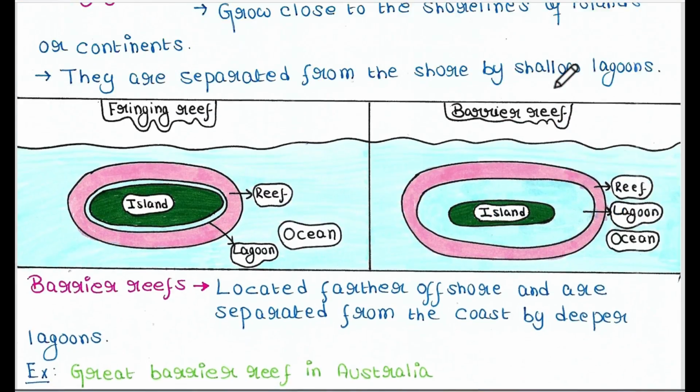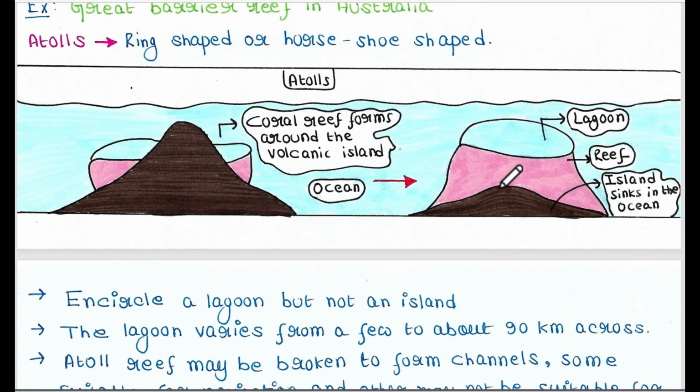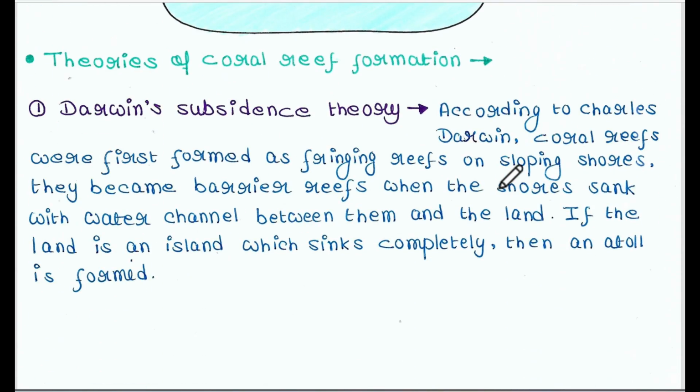So in our last lecture, we discussed the types of reef. If you didn't check that lecture, I would highly recommend you go through it. It will help you know about the three types of reefs: fringing reefs, barrier reefs, and atolls. Today we will discuss the theories behind reef formation. Okay, so the first theory is Darwin's subsidence theory.